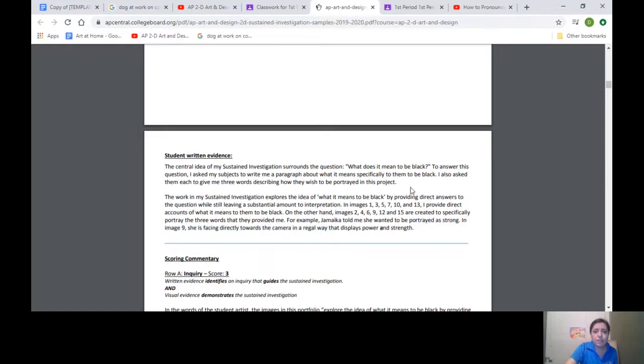So once again, this first part of your sustained investigation, you have to answer the first question. The second part, you have to answer the second question. And remember, this is all you need, 1,200 characters. If you write more than that, don't worry. You can always go back and erase just a couple of words. So it's okay to go ahead and write more words.